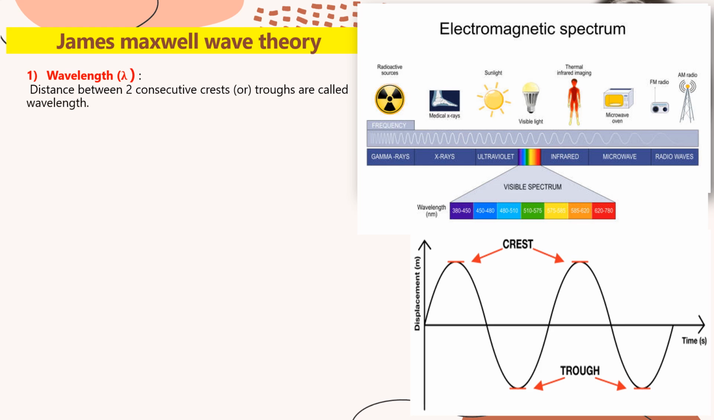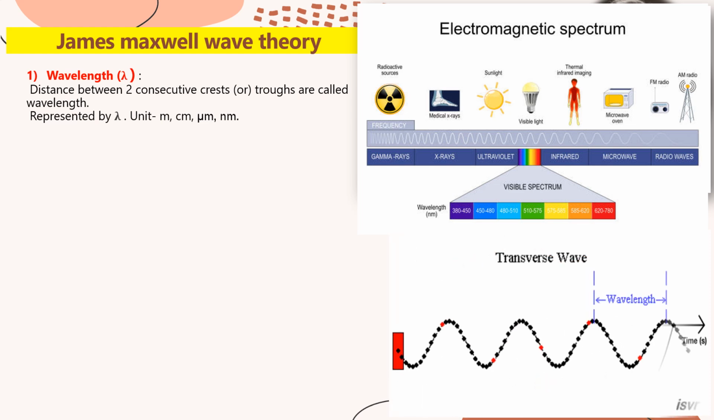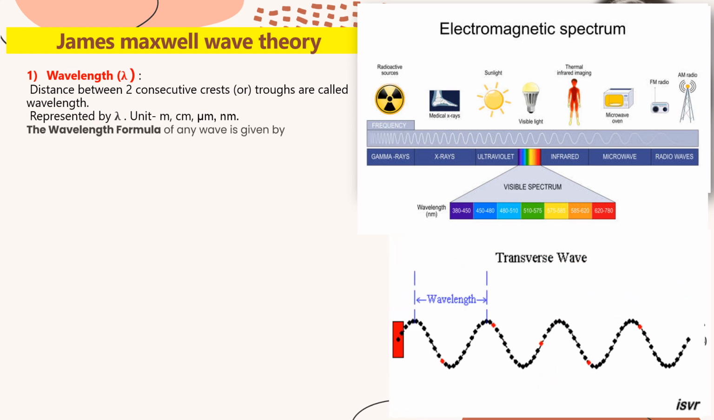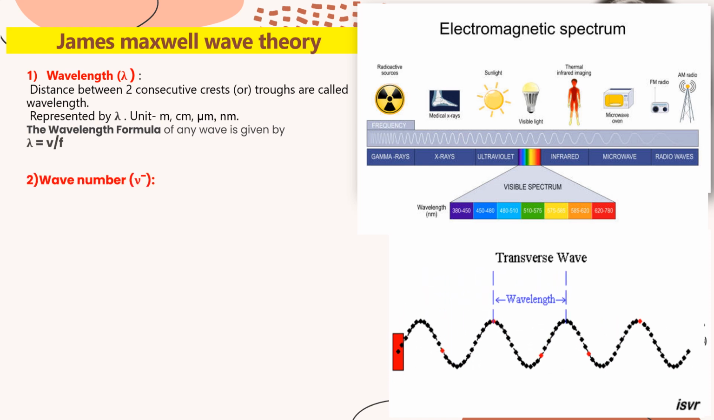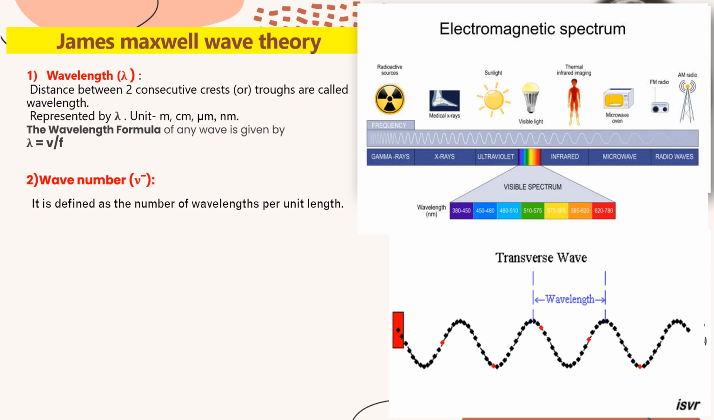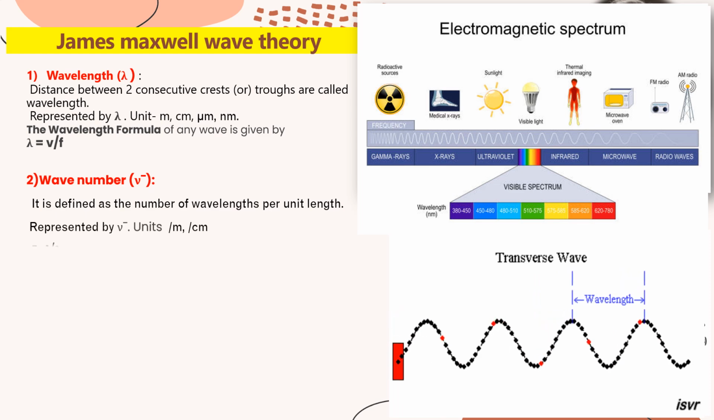The highest surface part of a wave is called crest and the lowest surface part of a wave is called trough. The distance between two consecutive crests or troughs is called wavelength. It is represented by lambda, with units meters, micrometers or nanometers. Next one is wave number. It is defined as the number of wavelengths per unit length. It is represented by nu bar, with units per centimeter or per meter.